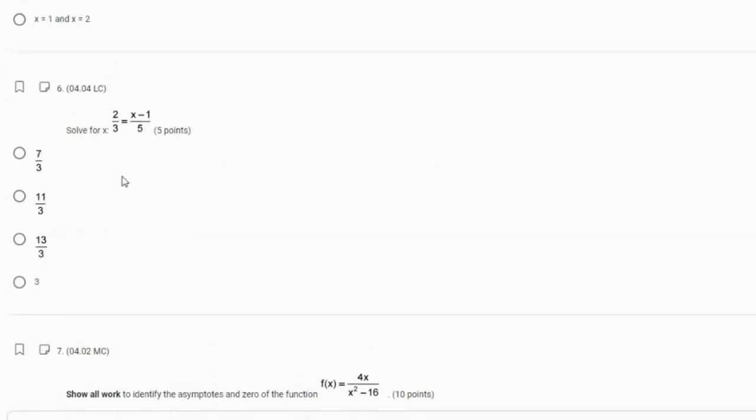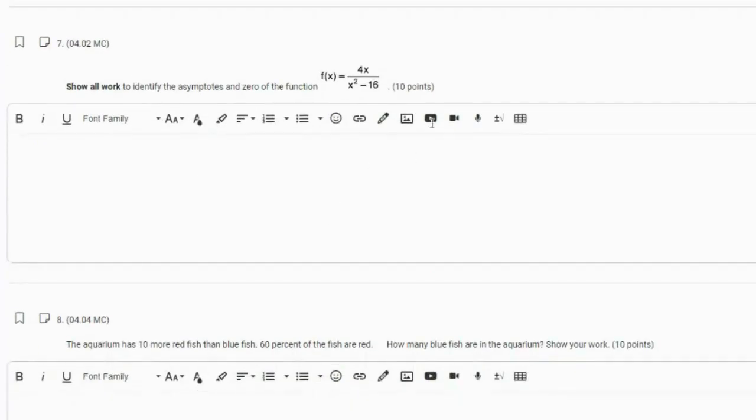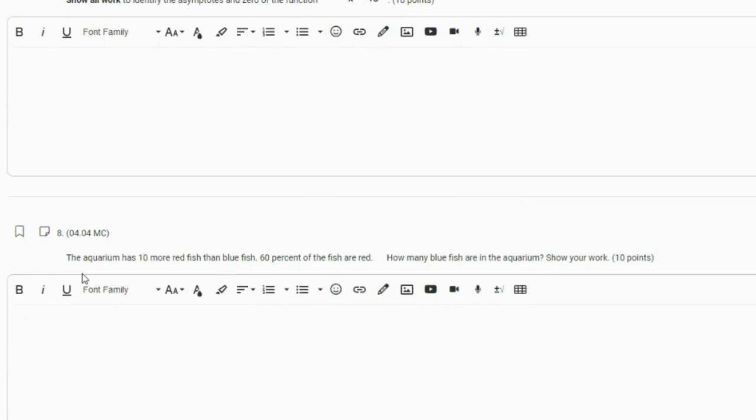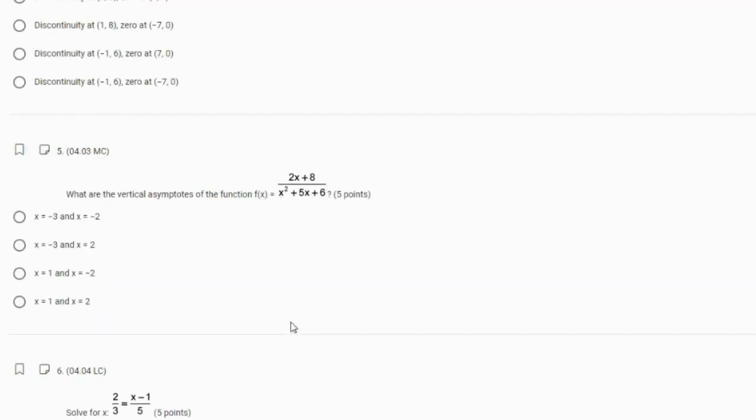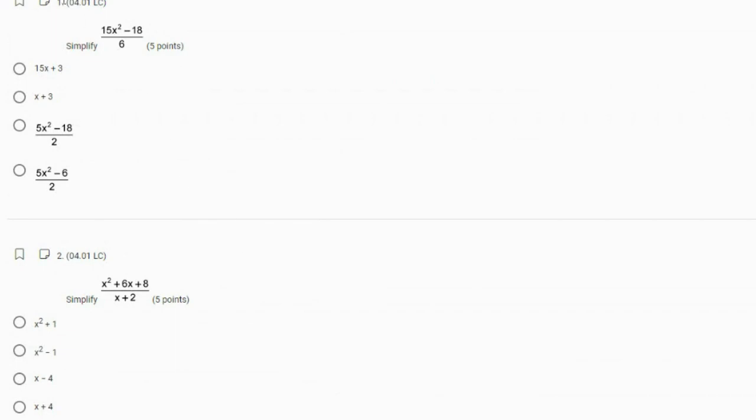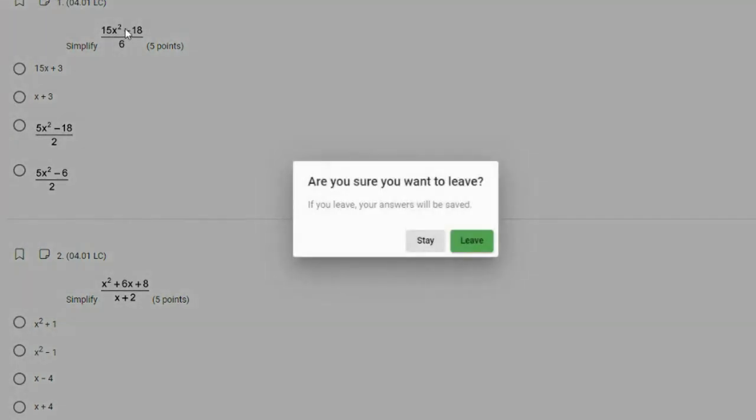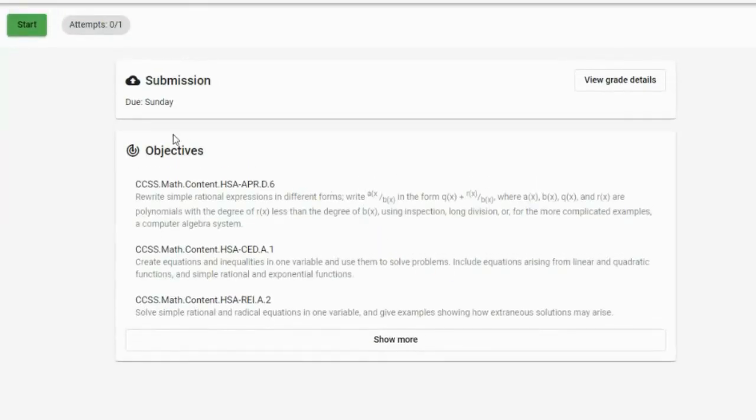It's worth 10 points. Notice these are only worth 5 points. You get more points when you show me you know more. And then the last one: an aquarium has red and blue fish in it. So you've got to figure out the percentages, how many blue fish in this problem. Your problem may be different. There's more than one choice there. So, 2 show-your-work problems, 6 multiple choice. So I guess it's worth 50 points. A 50-point exam on rational equations.